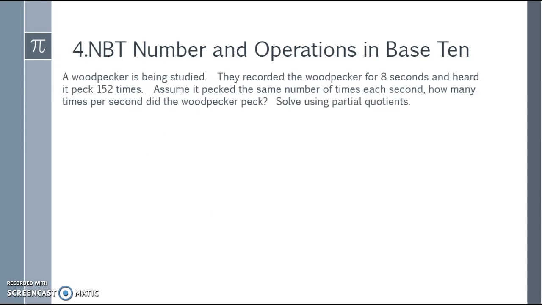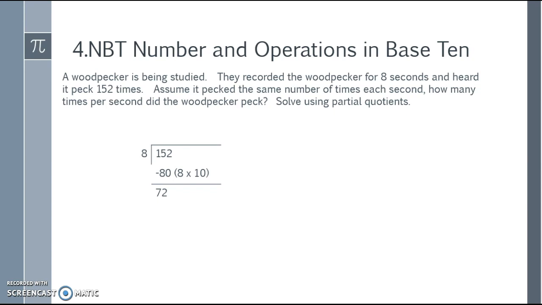A woodpecker is being studied. They recorded the woodpecker for 8 seconds and heard 152 times that it pecked. Assume it pecked the same number of times each second. How many times per second did the woodpecker peck? Solve using partial quotients. So I set this up using long division, and I asked myself, 8 times how many tens will get me as close as possible to 152?